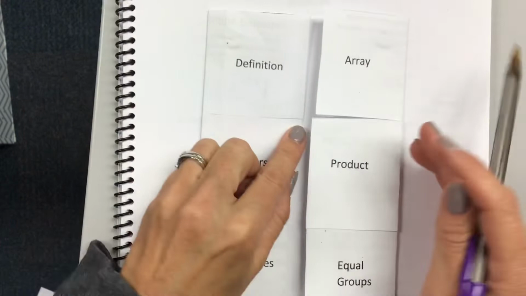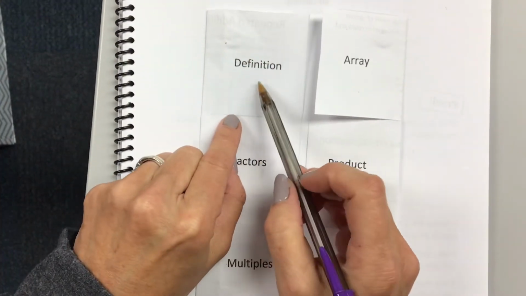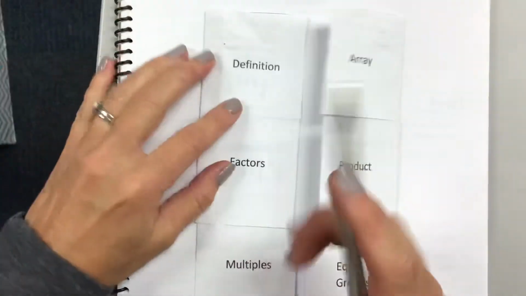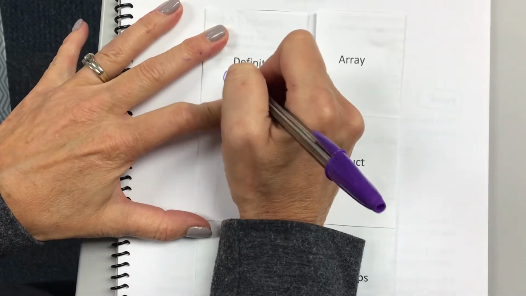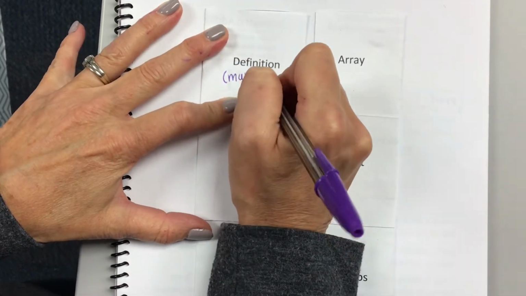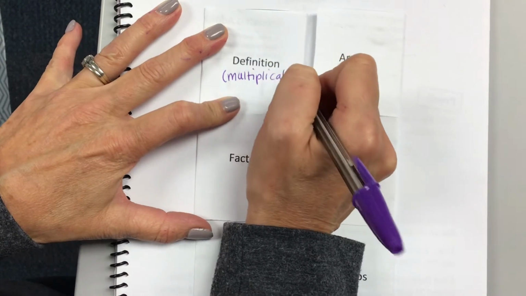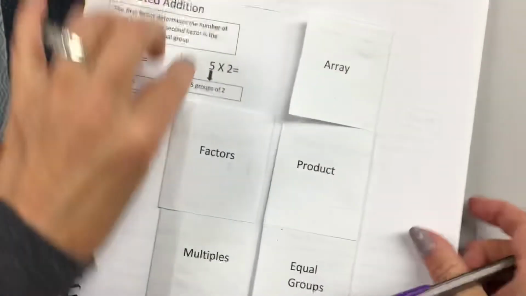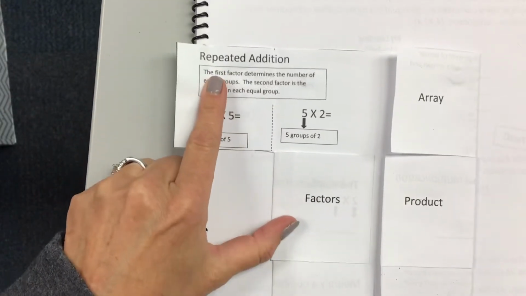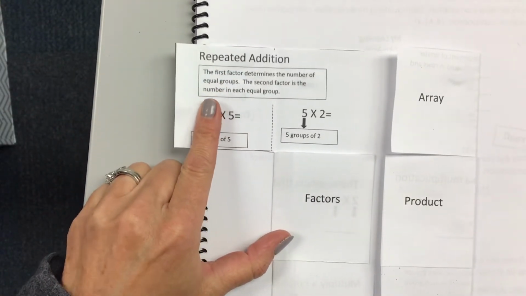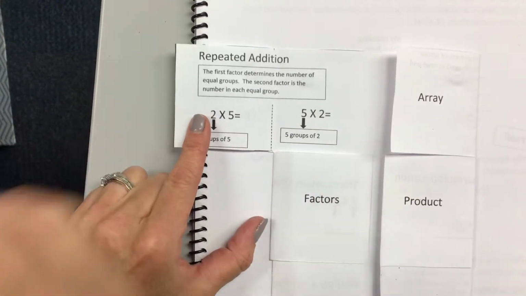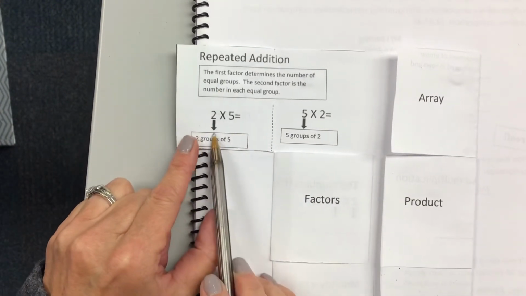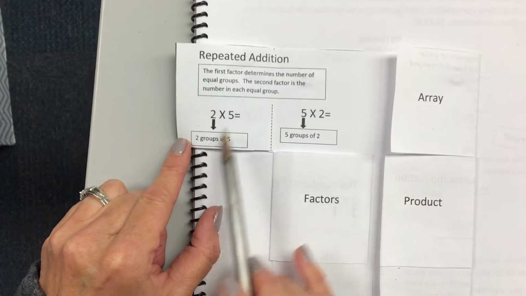Now let's look at your foldables. Okay, so this is the definition of multiplication. So why don't we just write that right here? This is the definition of multiplication, what it means. And then we open it up, and multiplication is repeated addition. This is all something that we have already talked about on the other page. The first factor tells how many groups. The second factor is the number in each group.